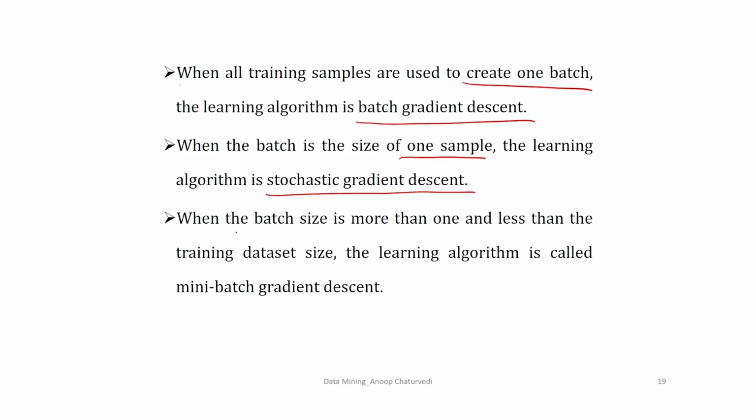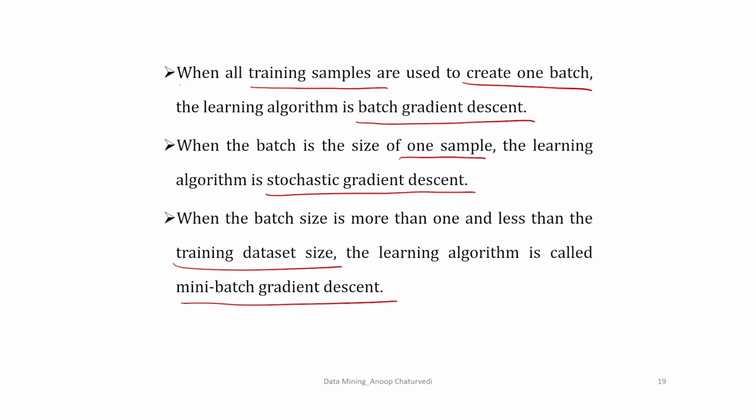And when the batch size is more than 1 but less than the training data set size, the learning algorithm is called the mini batch gradient descent. So these are the three possibilities. You can use all the training samples to create one batch, and in that case the algorithm is batch gradient descent.